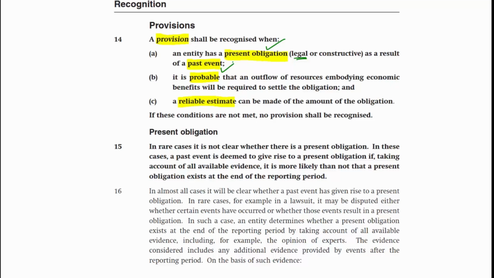Next, is it probable? Well, no, it's not, because in the question it said that there was a 30% chance of them winning the case. So in which case it is not probable. And is there a reliable estimate? Yes, there is, because they're suing us for £50,000. So of the three conditions for a provision, one of them is not met. So we should not have a provision in this case.